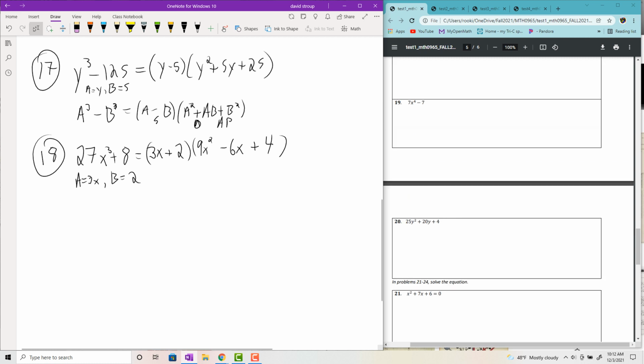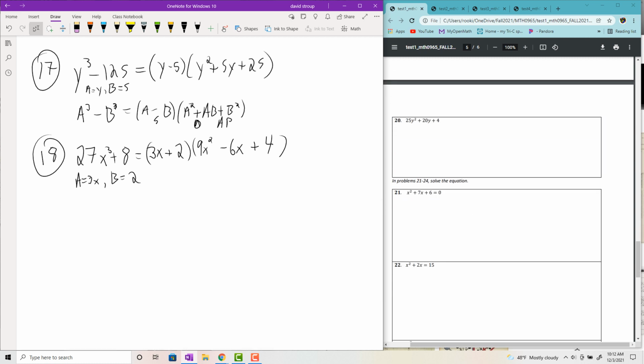So go through those, make sure you can do it, find ones in the book that are similar. Look at my review from test 1. That's a great place to go.